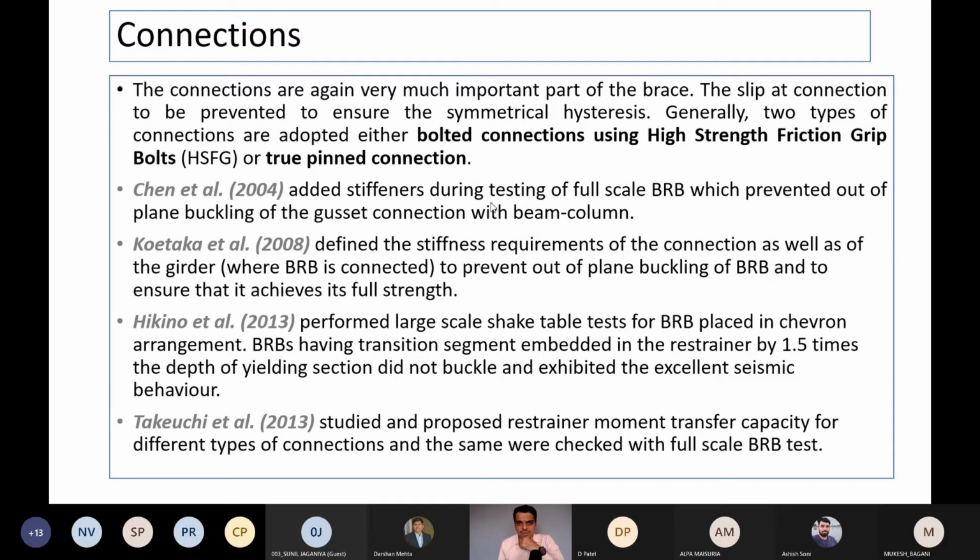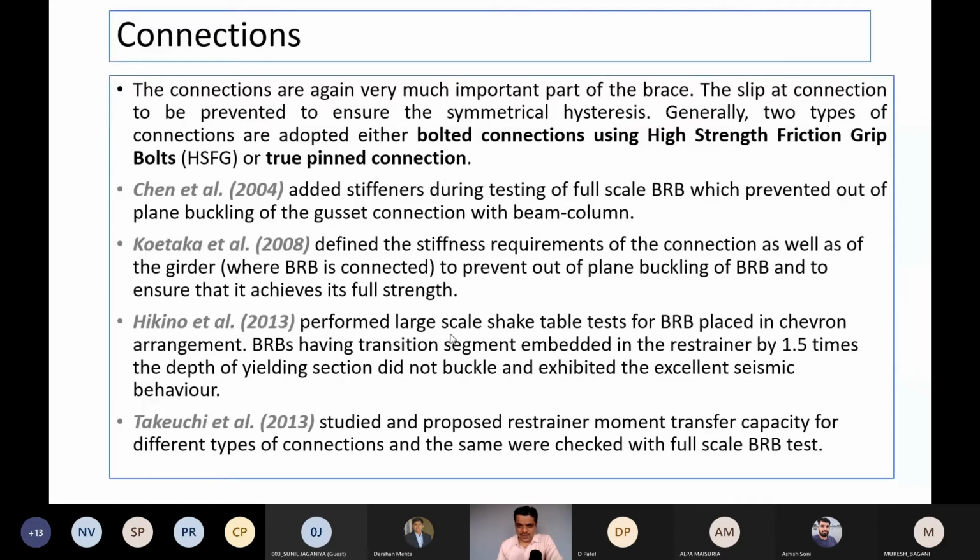In one of the studies, stiffeners were added during testing of a full scale BRB, which prevented out of plane buckling of the gusset connections with the beam column. Whenever a BRB is added, for example on a beam, that beam also needs to be strengthened in the lateral direction wherever the BRB is joined. Otherwise, the performance of the BRB is affected quite adversely. In one more study, the stiffness requirements for the connections as well as the girders to prevent out of plane buckling of the BRB, to achieve its full strength, were examined. And in all these different studies, the junction detailing requirements were identified.